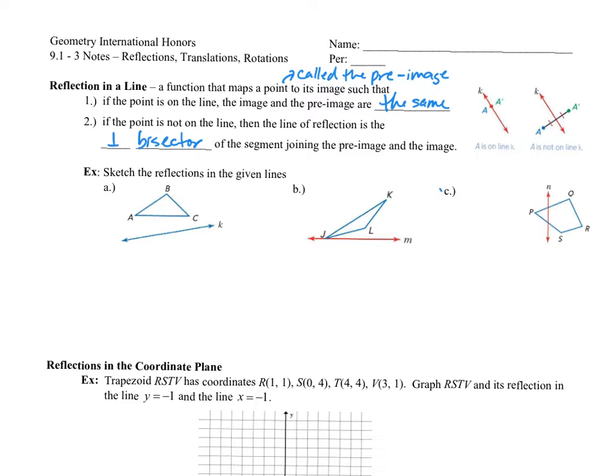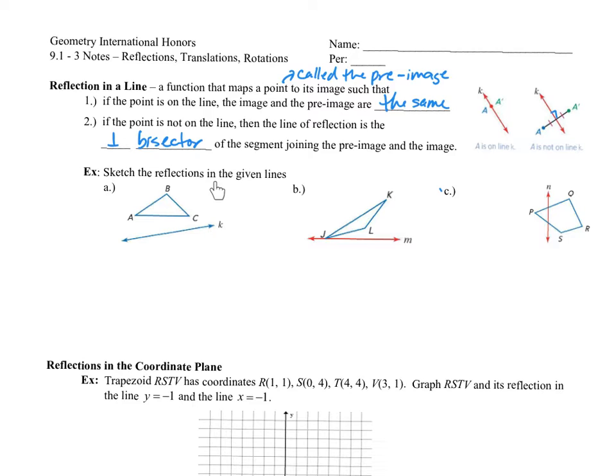Let's go ahead and put a perpendicular mark. Well, that's not very big. You can't see that. Let me fix that. Let's go ahead and put a perpendicular segment on there. Okay, so this line of reflection K is the perpendicular bisector of a segment that would connect a pre-image point to its image point.